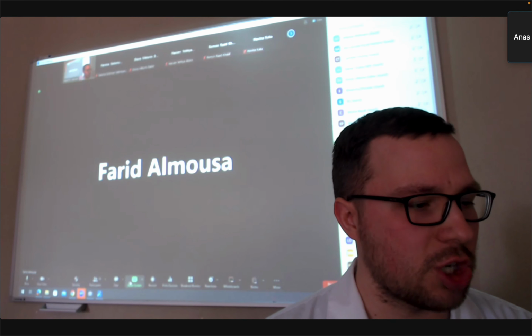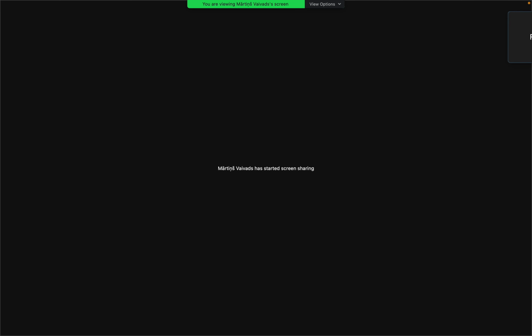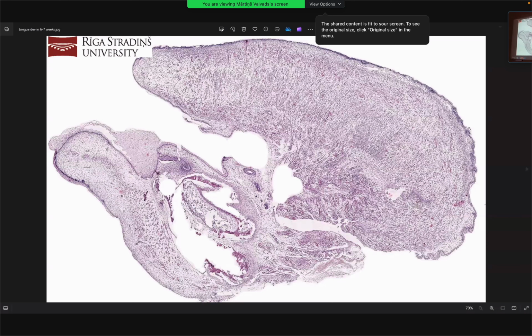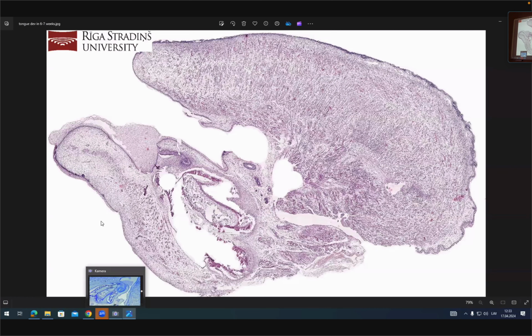Okay, I will start sharing the first slide. The development of the tongue, 6-7 weeks. This is the first slide that we will check and we will go through it in detail. First of all, what is the main issue? The size of the slide. The slide is quite big. I will reshare the screen so I can also show you the microscope. In the microscope, you basically see only a small area like this, so you don't have a very large vision field.